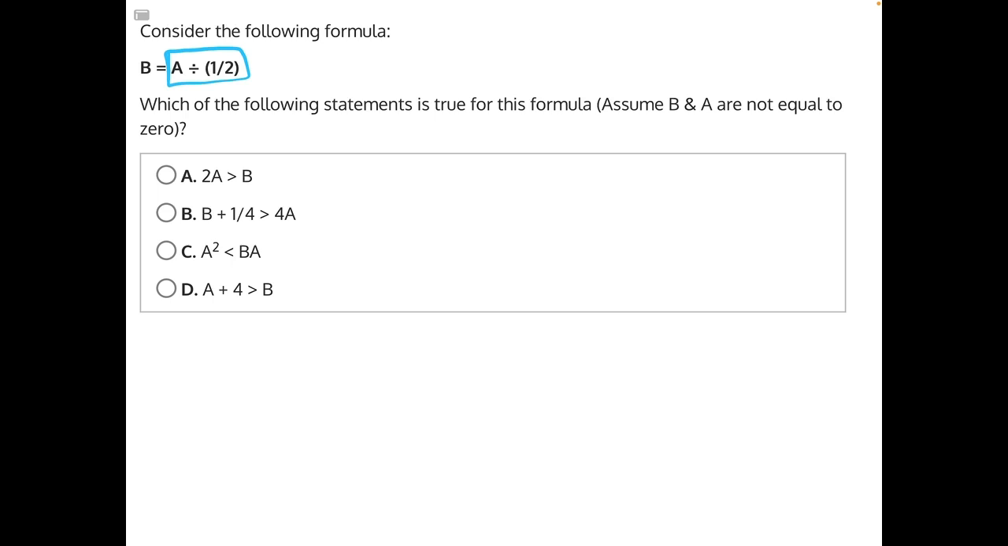Anytime we are dividing by a fraction, we are essentially doing the same thing as multiplying by its reciprocal, or something I like to call keep, change, flip, if that's easier to remember. You take your first number, keep it the same, you change from division to multiplication, and then you flip your fraction. This is the same thing as multiplying by the reciprocal of a fraction. And that would give us 2a, or 2 times a.